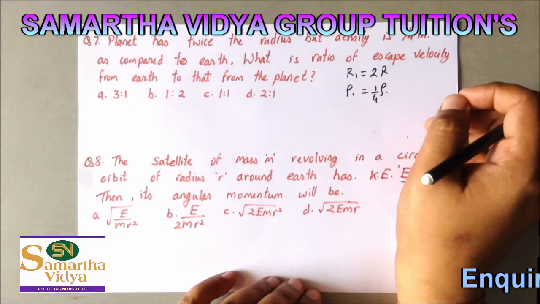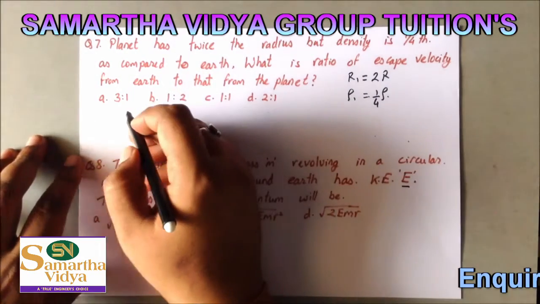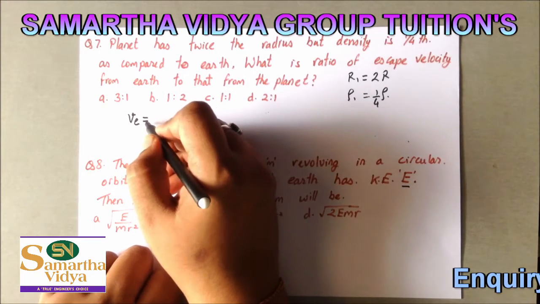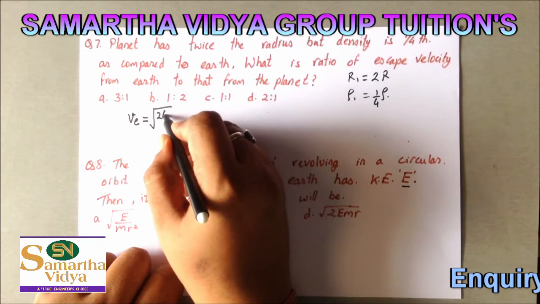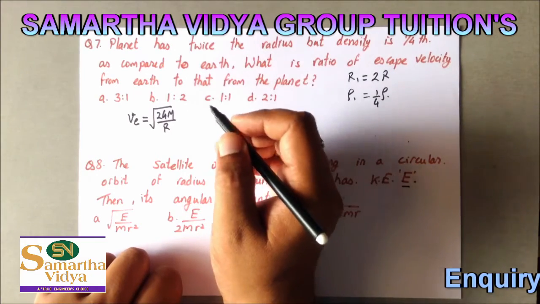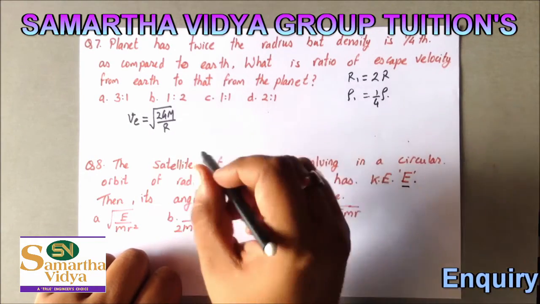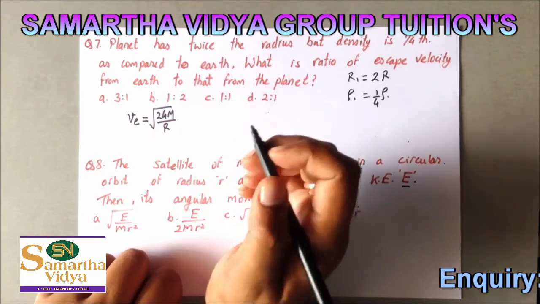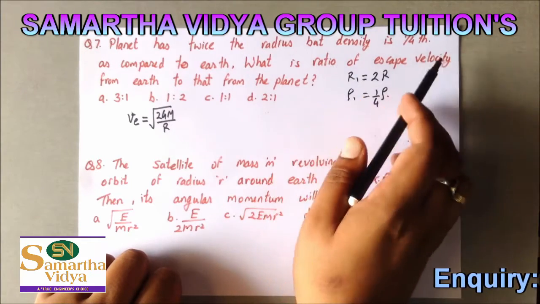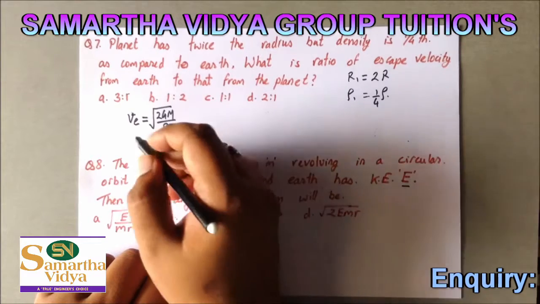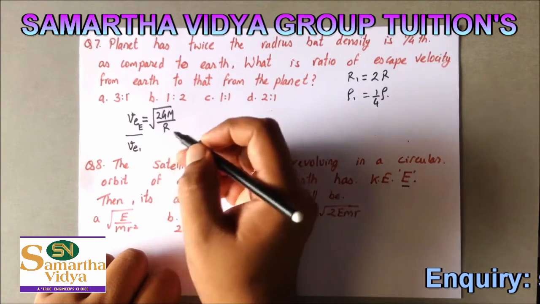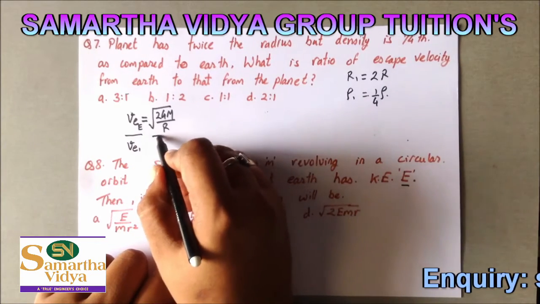Then what is the ratio of the escape velocity? So in the earlier video, we had already discussed the formula for escape velocity. So that is nothing but VE is equal to root of 2GM upon r. So this is the formula for escape velocity. So I need to find the ratio of escape velocity of the Earth to escape velocity of the planet. So it is asking us the ratio of escape velocity from Earth to that of planet. So we need the Earth in the numerator and we need the planet, VE1, in the denominator.